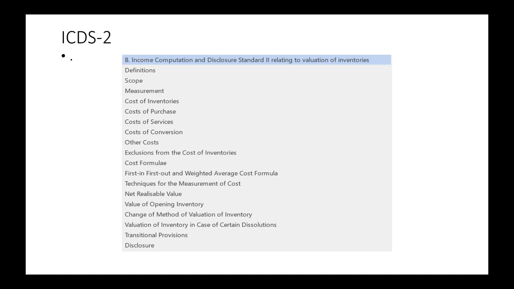But one very important thing is there. When I'm getting an assignment under section 142(2)(a), do I have to value inventory again, opening inventory, or do I have to value closing inventory? So there we have to value only closing inventory unless we are given specific instructions to value the opening inventory. Change of method of valuation of inventory I just discussed, and then value of inventory in case of certain dissolutions, NRV is required. So a few of the disclosures are required.